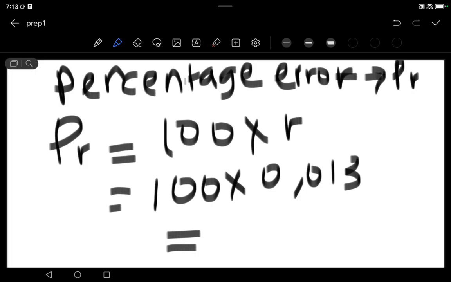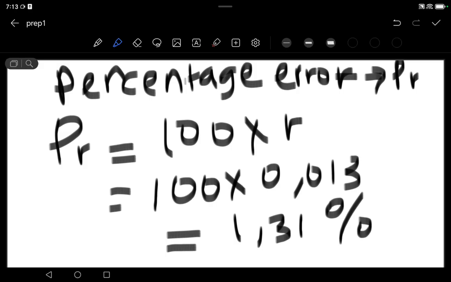So it's going to be 1.31 percent. Under errors, we have absolute error, with the equation Δx equals XA minus XT.